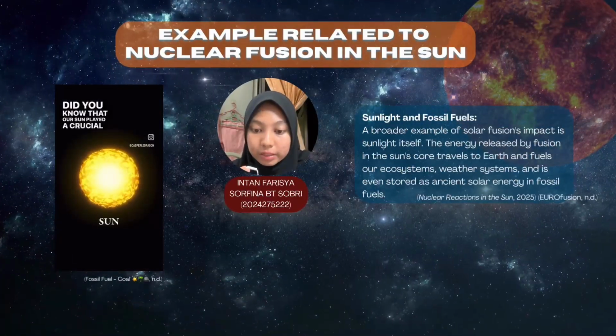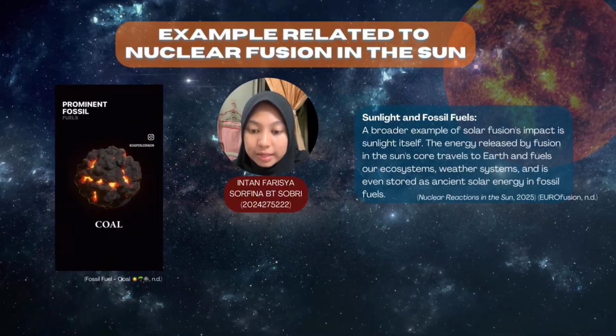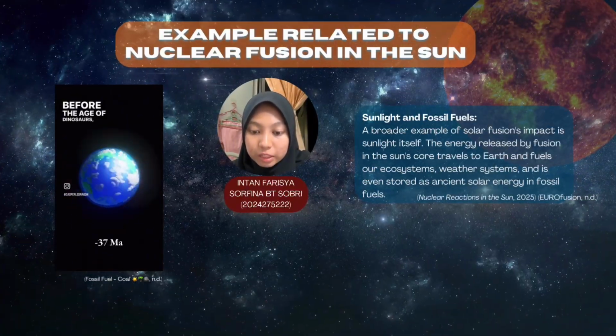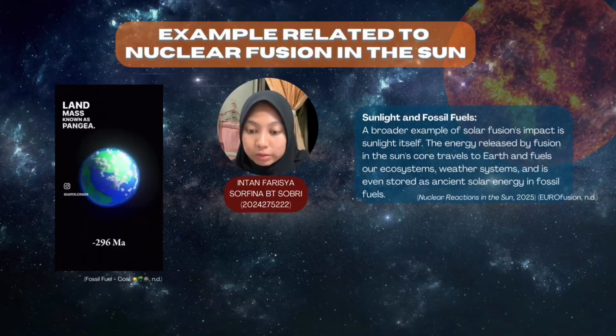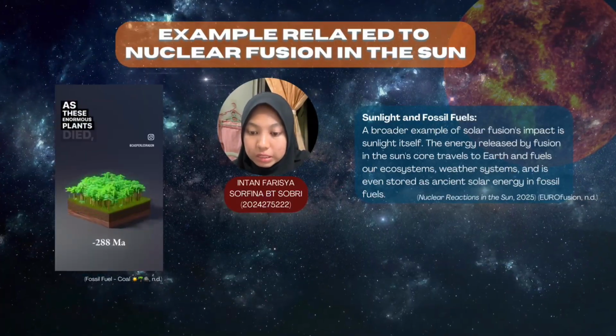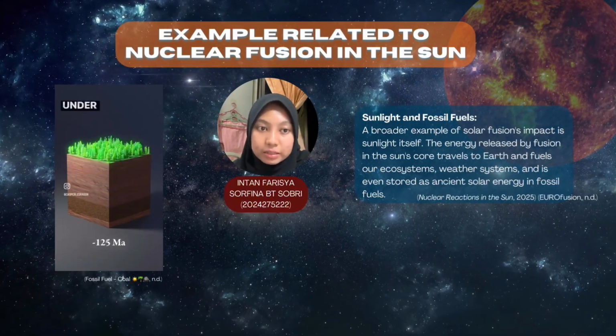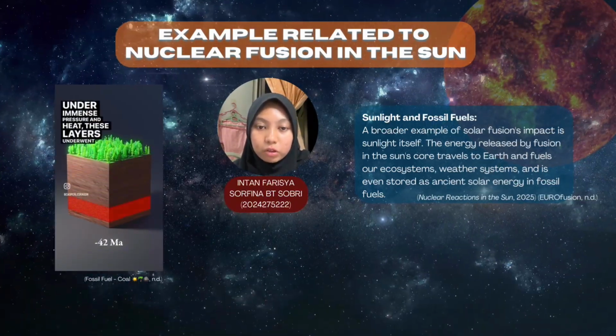Lastly, sunlight and fossil fuels. A broader example of solar fusion is sunlight itself. The energy released by fusion in the Sun travels to Earth and fuels our ecosystem and weather system, and it is even stored as solar energy in fossil fuels. Fusion in the Sun produces energy that reaches Earth as sunlight, and this energy also indirectly supports fossil fuels.